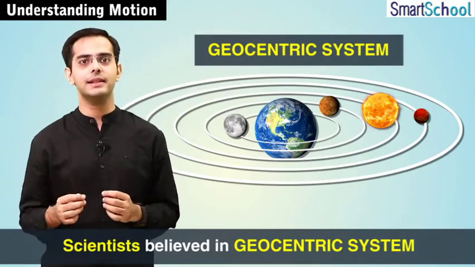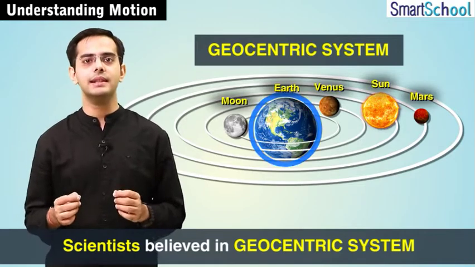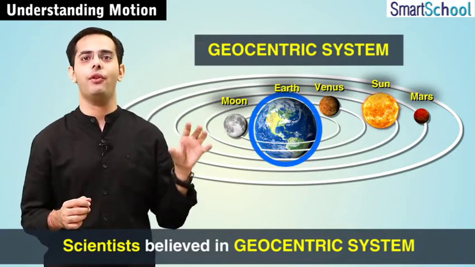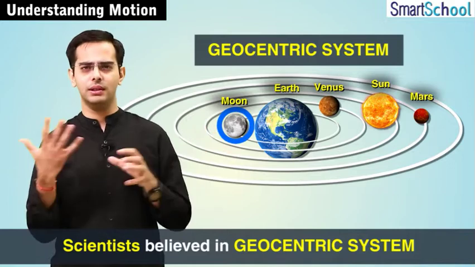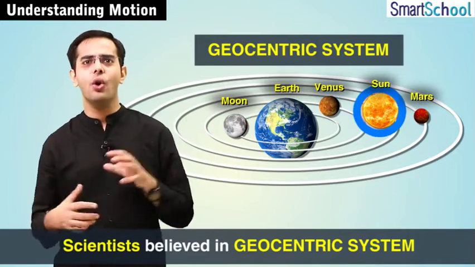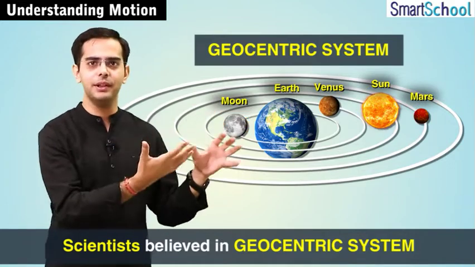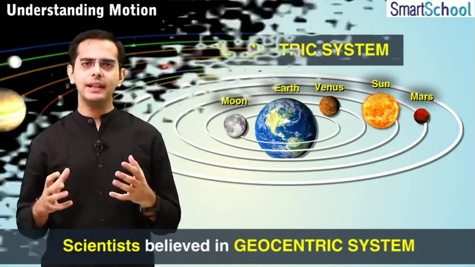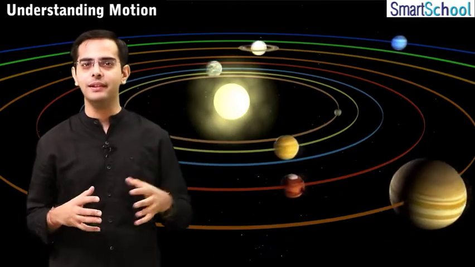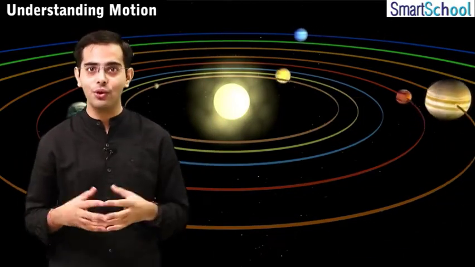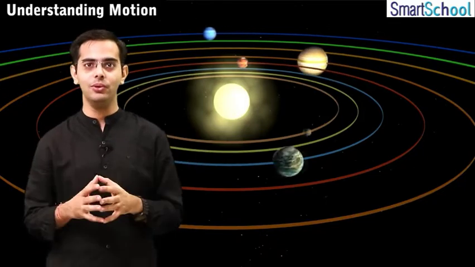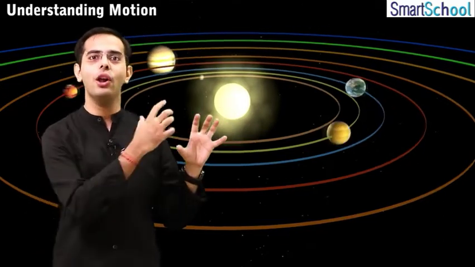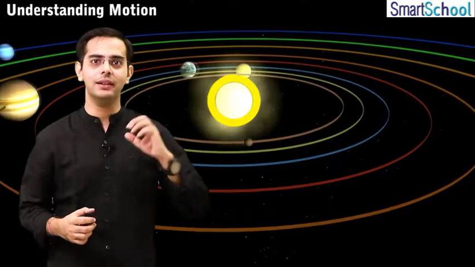And the geocentric system is a system in which the earth is assumed to be at the center of all, while all the moons, the planets and the sun appear to be moving around the earth. Now, do you think it is actually true? The moon, the stars, the planets, are they actually moving around the earth? Well, the answer is no. Because all of us know that the planets revolve around the sun and not around the earth.